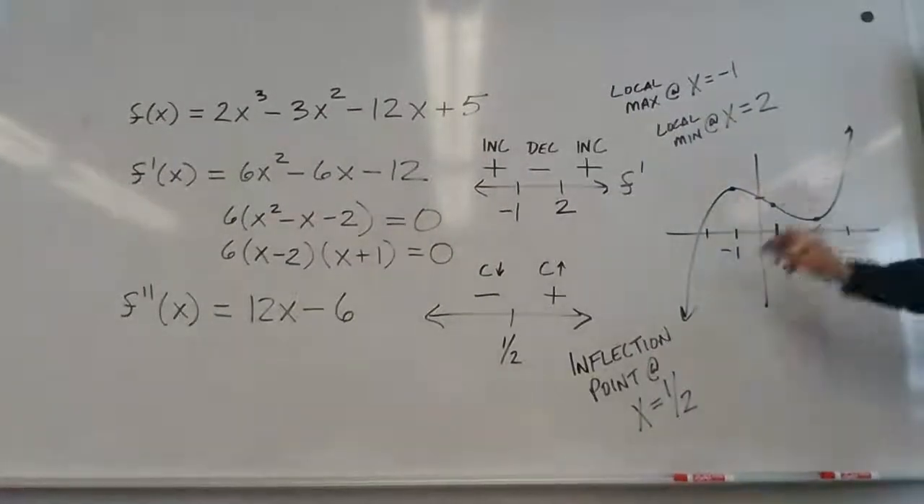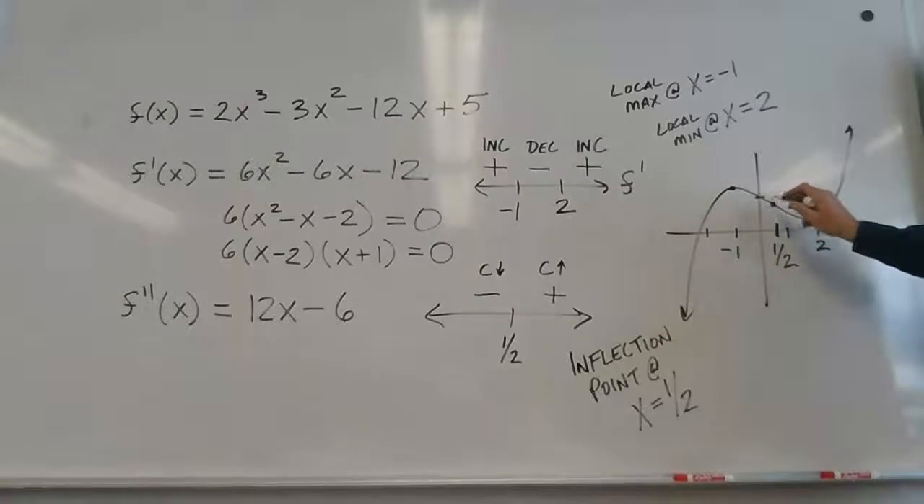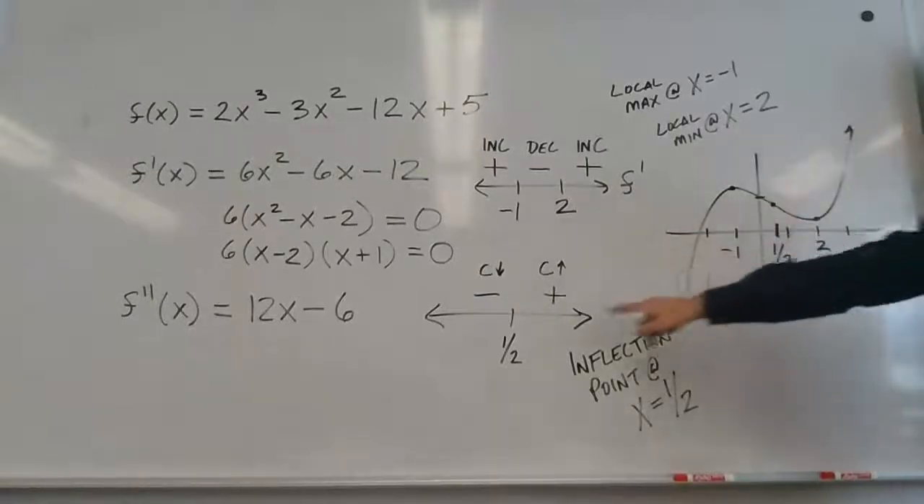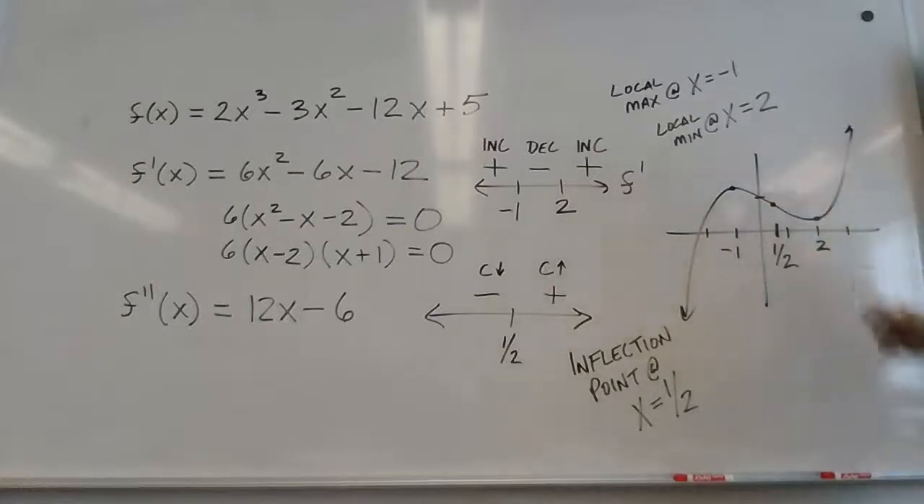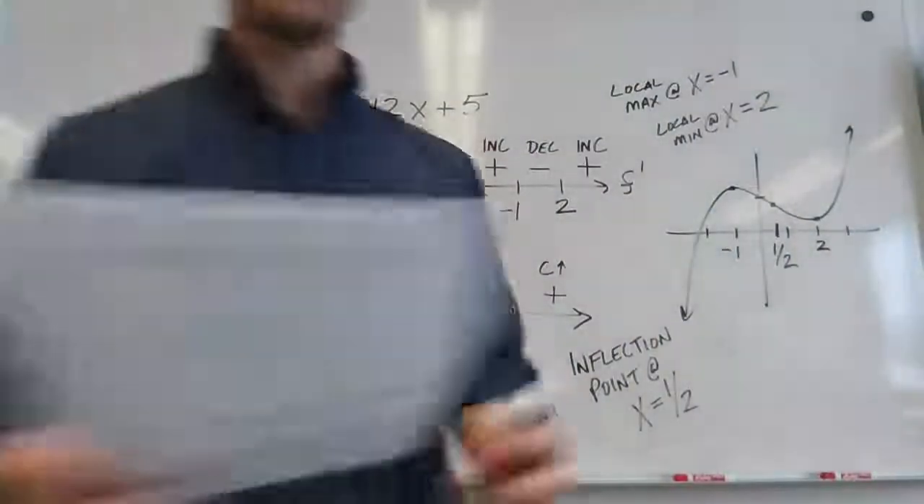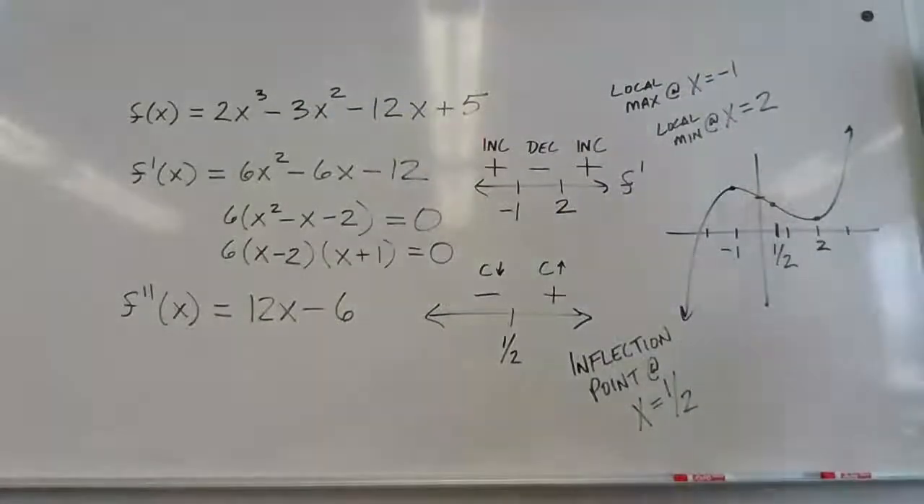Cool beans? So concave down, concave up. And then for this, increasing, decreasing, increasing. So it all fits together. I think this might actually be below the x-axis, but anyway, like I said, we're mostly just concerned with getting those critical values and stuff.